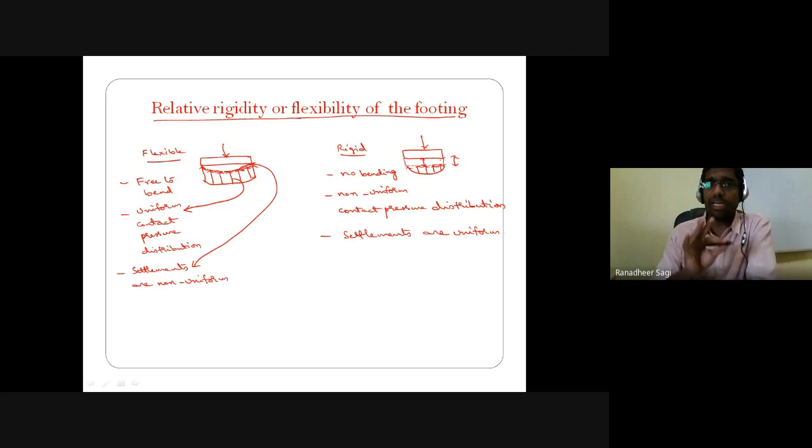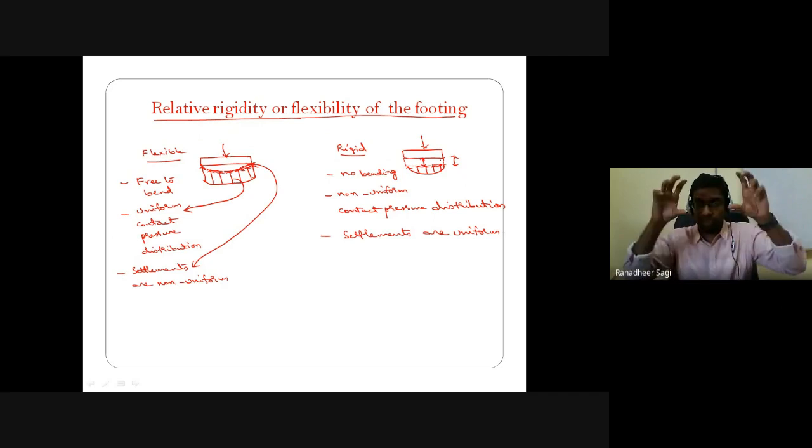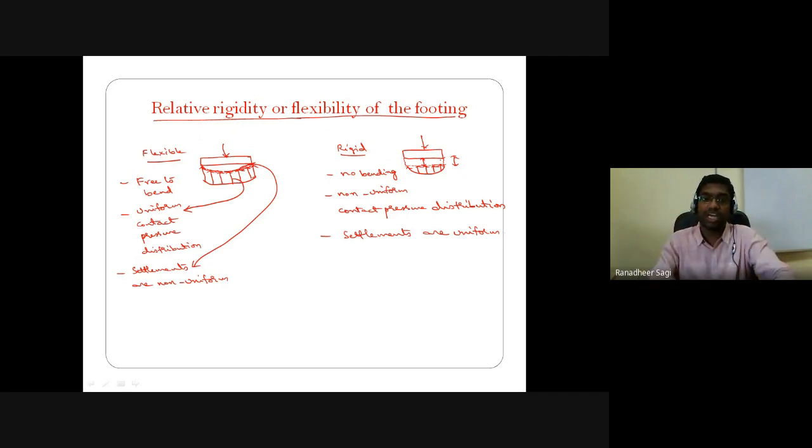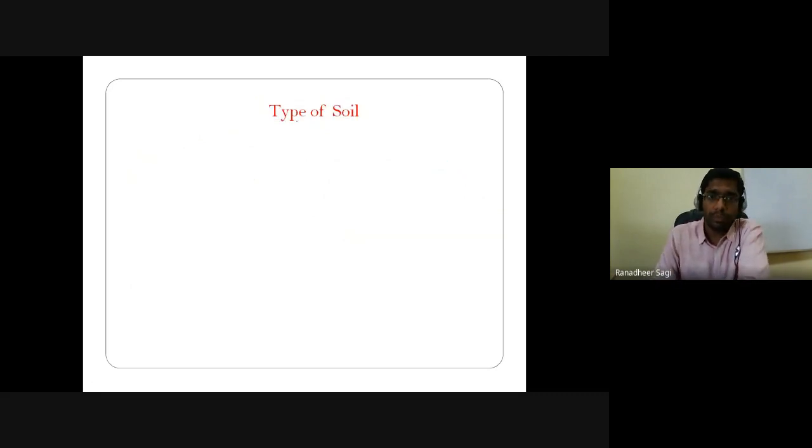Okay, so ultimately what I just want to make you understand here is, depending on the relative rigidity or the flexibility condition of the soil, what we understand is, in the case of your flexible footing, the contact pressure distribution is going to be uniform, whereas your settlements are going to be non-uniform in nature. Whereas in the case of rigid footing, the settlements are going to be uniform throughout the footing. It means that the corresponding contact pressure distribution diagram, to ensure that uniform settlement, is going to be non-uniform.